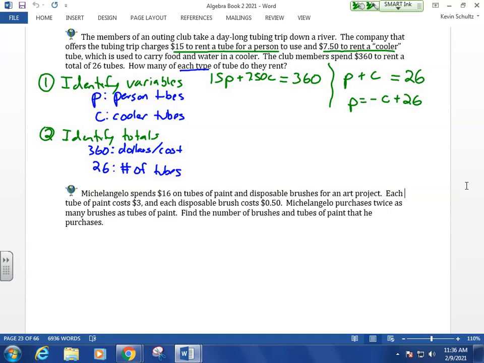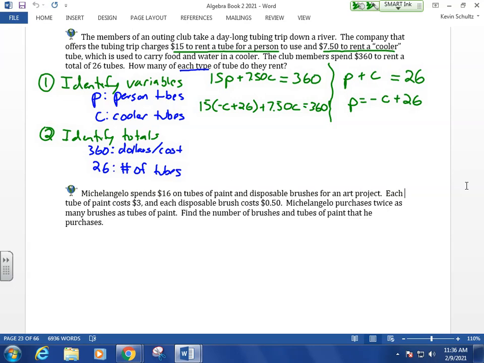And that's what gets substituted in for P in the first equation. So we have 15 times negative C plus 26 plus 7.50C equals 360. And now, just like the other ones, distribute, combine, two-step equation to solve.